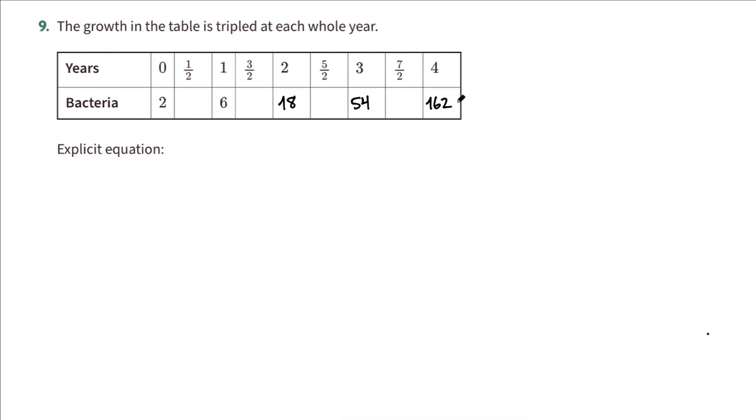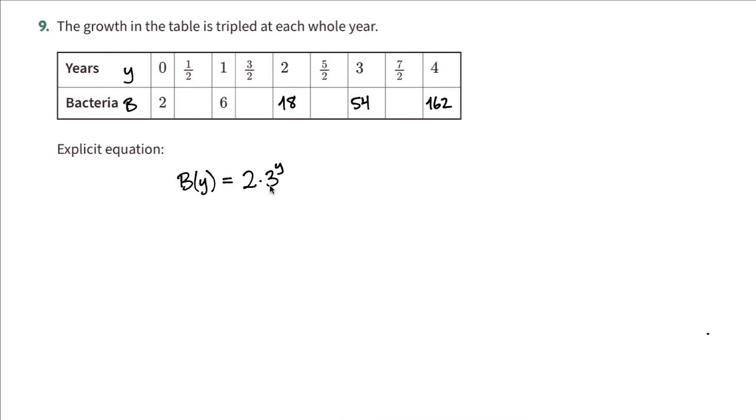And we want to then find these other values in between. I'm going to start actually by finding the explicit equation. The explicit equation is going to be our bacteria, which I'll call B, and the years we'll call Y. So our bacteria as a function of Y is our starting value 2 times the growth factor of 3 raised to the Y. And then we can see that 2 times 3 to the 1 is equal to 6. And 2 times 3 to the 2 is 18, and so on.